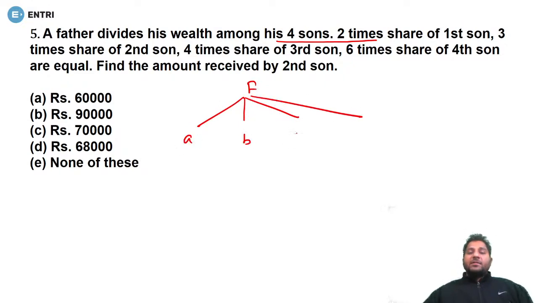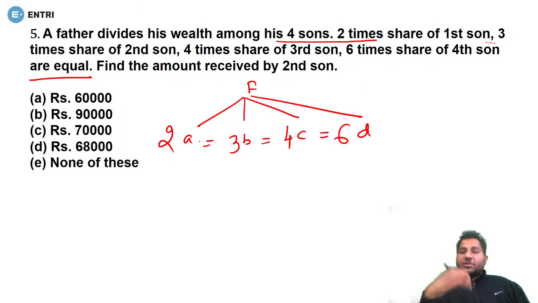A, B, C, D. 2 times share of first son, 3 times share of second son, 4 times share of third son, and 6 times share of fourth son are all equal. So let's do that. 2 times first son, that means A. 3 times second son, that means B. 4 times third son, that means C. And 6 times fourth son are all equal.